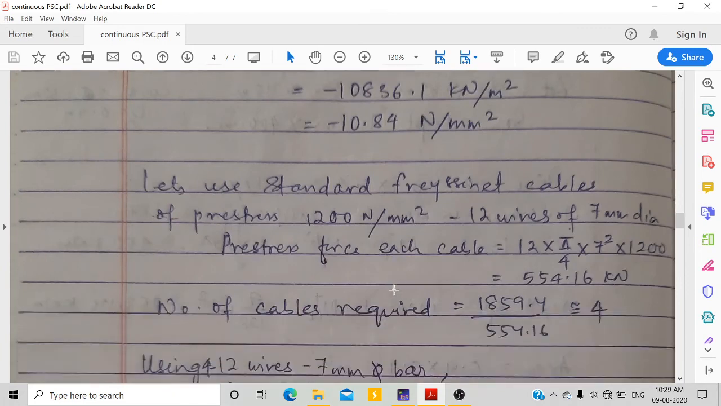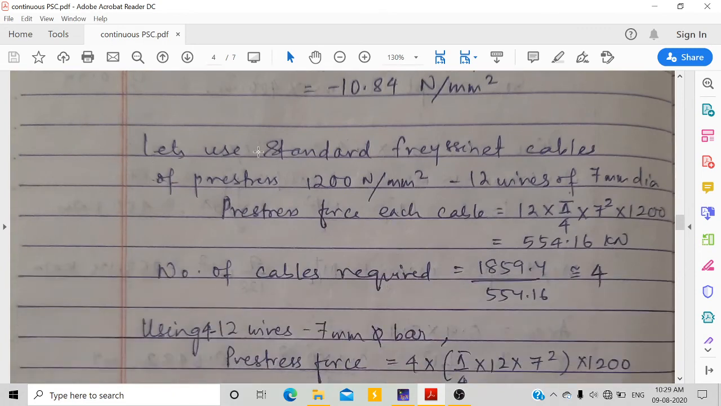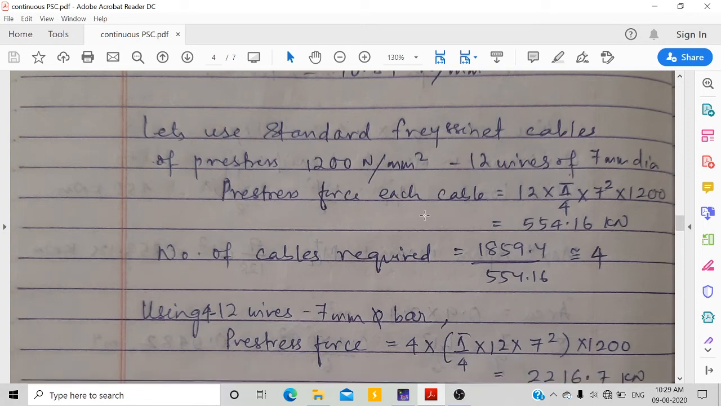Now for this, let us use standard Freyssinet cables of pre-stress 1200 Newton per mm square. So if I'm using 12 wires of 7 mm dia, the pre-stress force from each cable will be 12 into pi by 4, 7 square. Okay, this is the area into 1200 is the stress. So I get 554.16 kilonewton force from each cable. So how many cables are required to produce this 1859.4 kilonewton pre-stress? So I'm dividing this total pre-stress force by each cable. So I need 4 cables.